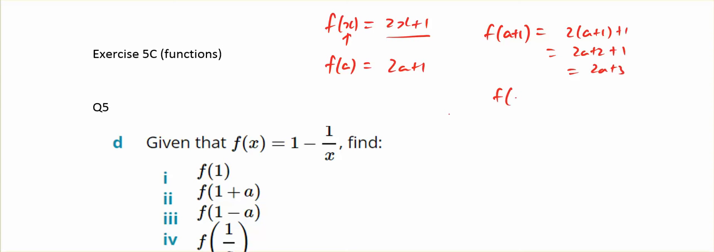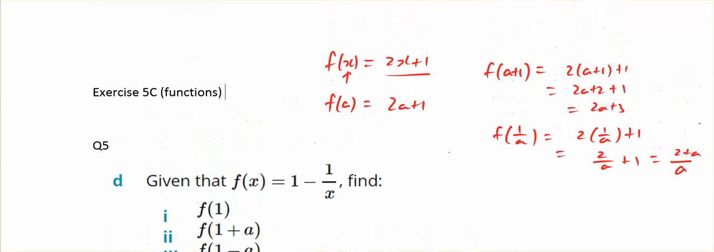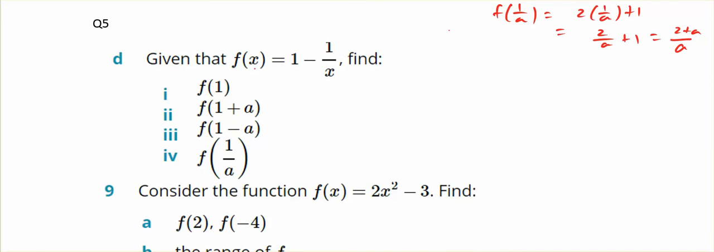If I were to go f(1/a), then I replace the x with 1/a, plus 1. So something like this. Okay, and when you make it the same denominator, then it will be (2 + a) over a. Okay, so we're doing something similar here. We're replacing the x with another number.